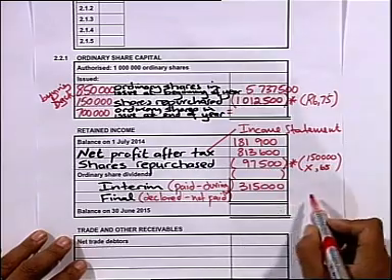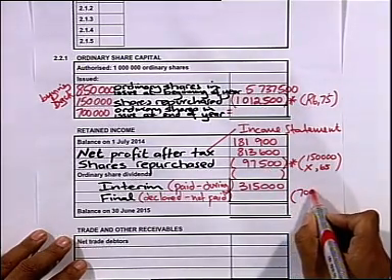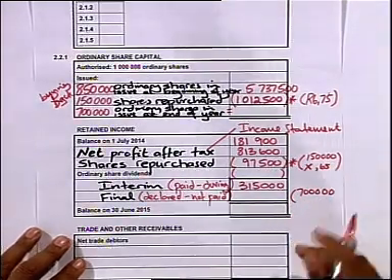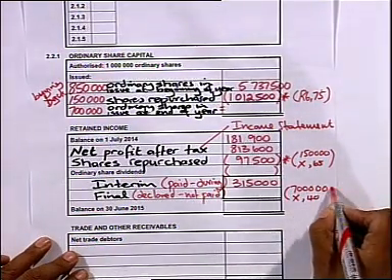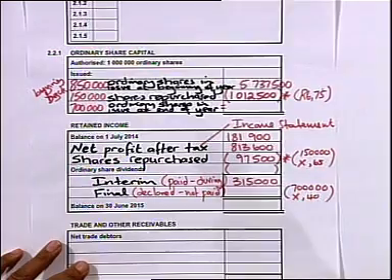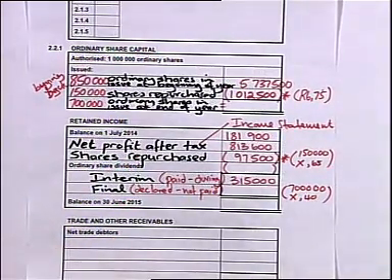So I'm going to take 700,000 and I'm going to times it by 0.40, not times 40, times 0.40. That is where a lot of learners go wrong because they don't work it out properly.